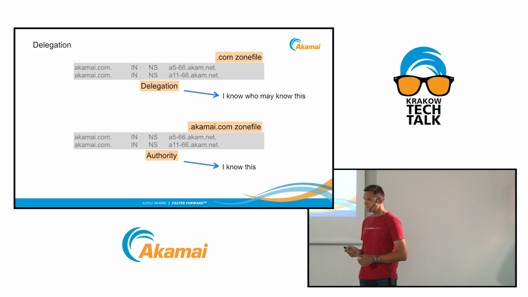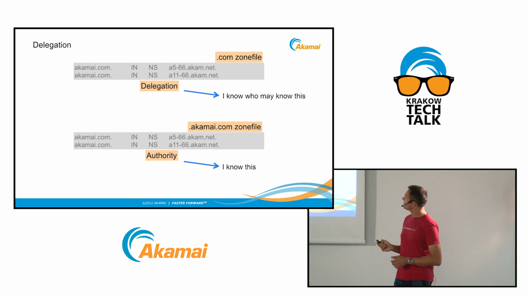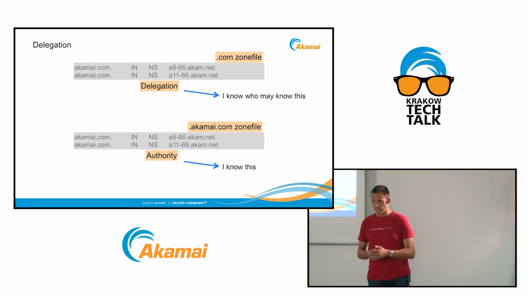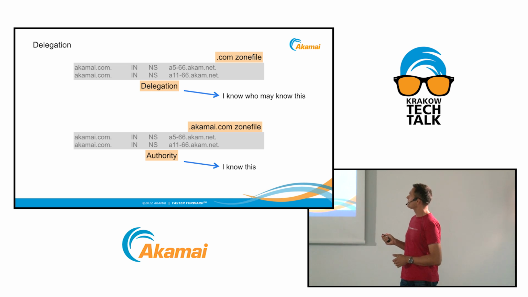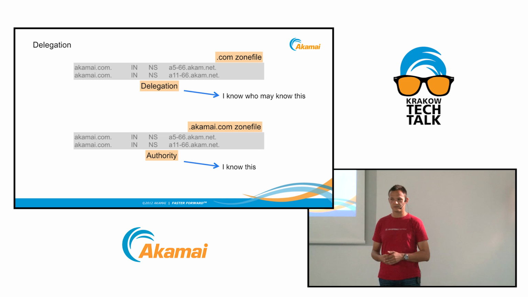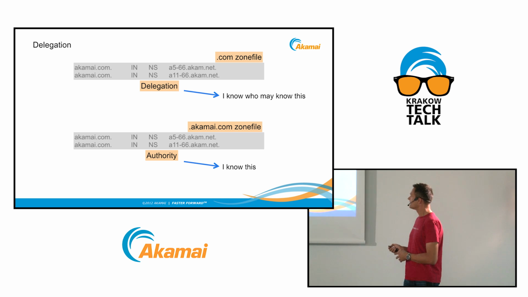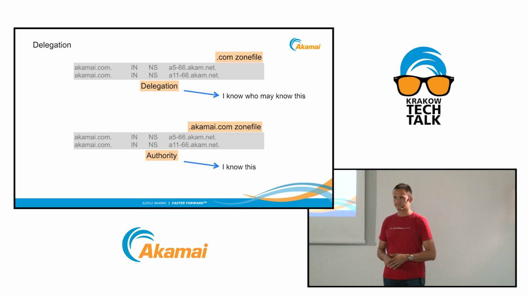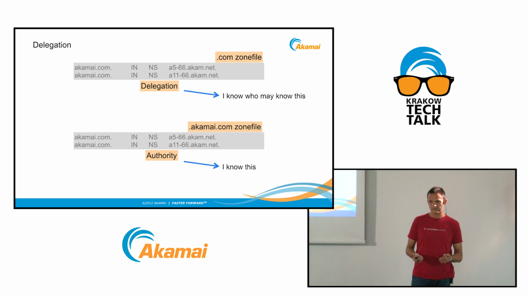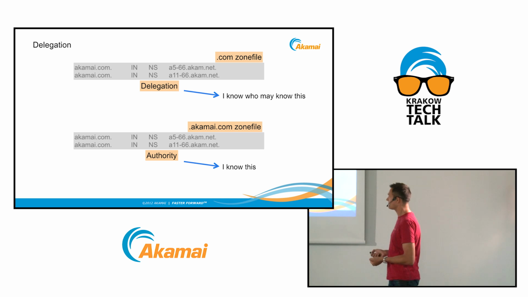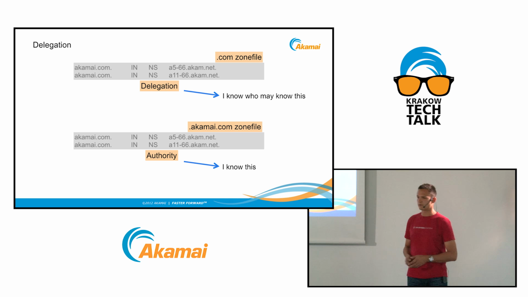Those entries, we can call them also delegation. It means that the .com name server may only know who is a name server, who has that information, but he is not the authority. An authoritative name server is only the one who is master or slave for the domain name, for Akamai.com. So the only authoritative name server is this one. I know this information. He is saying, I know who may know this. Delegation versus authority.